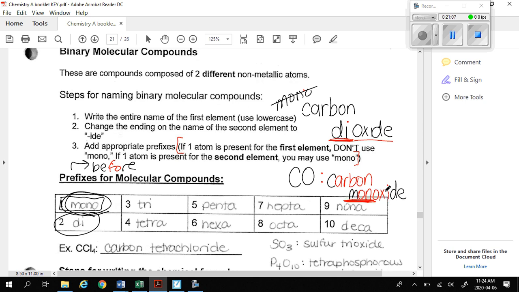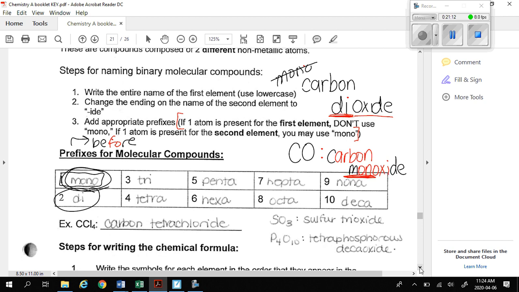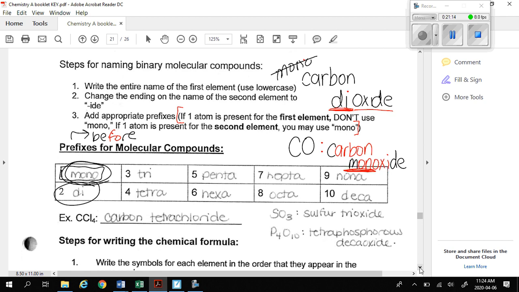So prefixes for molecular compounds, you'll need to kind of write these into your notes. They are in your data booklet, I believe, but you'll get so used to using these ones. Actually, I don't know if they are in your data booklet, but you'll be able to access them with your notes anyways. So mono is 1, di is 2, tri is 3, tetra is 4, penta is 5, hexa is 6, hepta is 7, octa is 8, nona is 9, and 10 is deca.